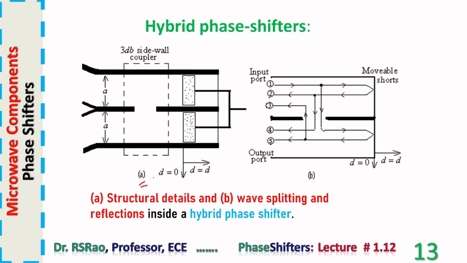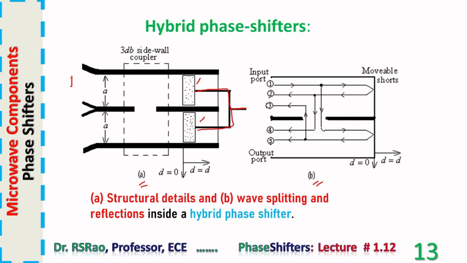The functioning is described in B. There are two shots, this is one shot, this is another shot. These two are tied together through a rod. By pushing this rod inside or pulling the rod outside, the position of the shots can be varied. The position varies together. The position of the shots varies in the same manner.